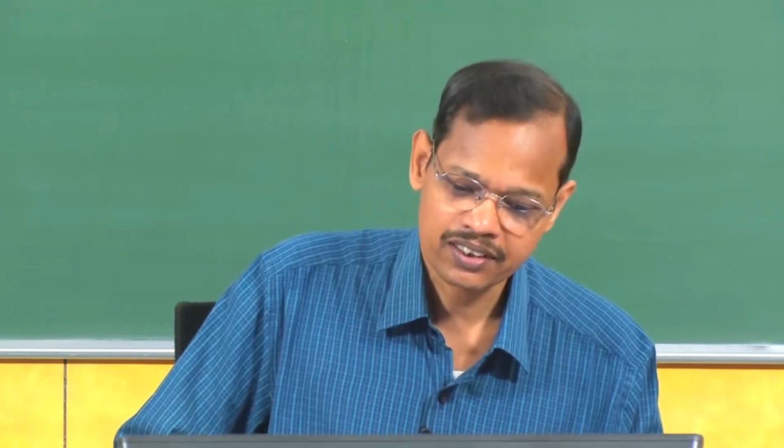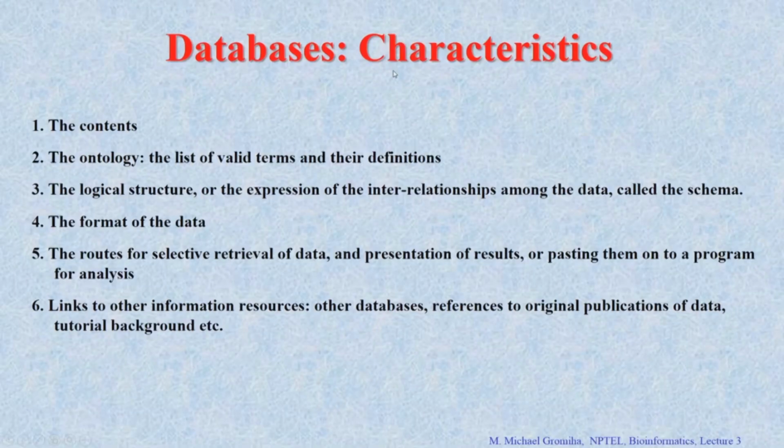Okay. So, now I will discuss some of the important aspects and the different characteristics of a database. Some of them we already discussed. I will go through some points. The first one is the contents that we discussed earlier. So, contents are very important. There are several databases available in the literature. So, could you list some of the biological databases?